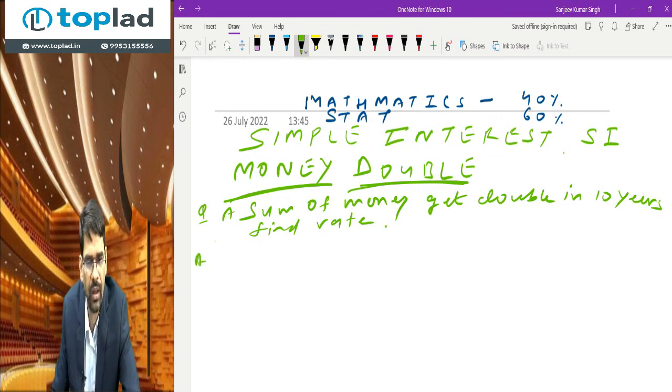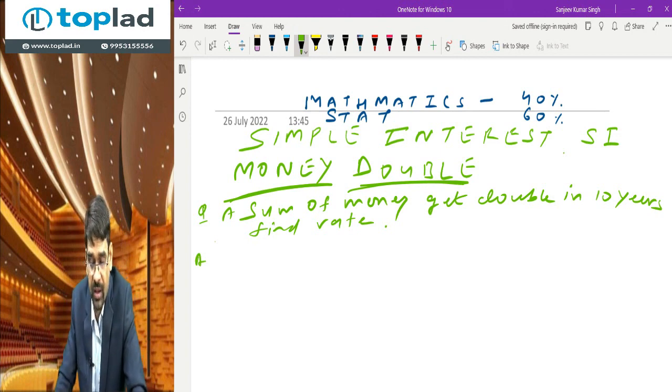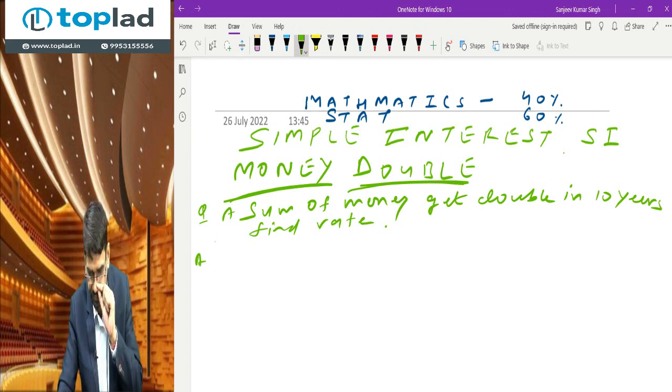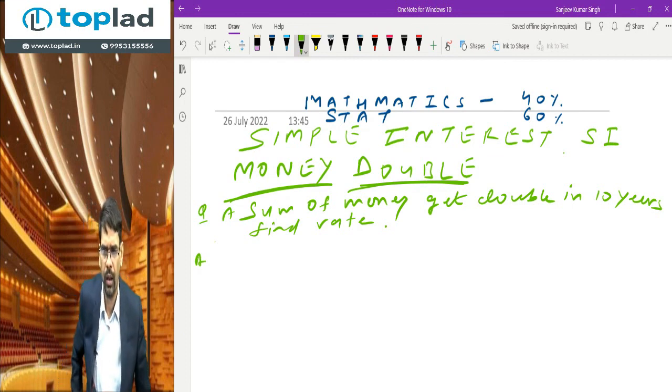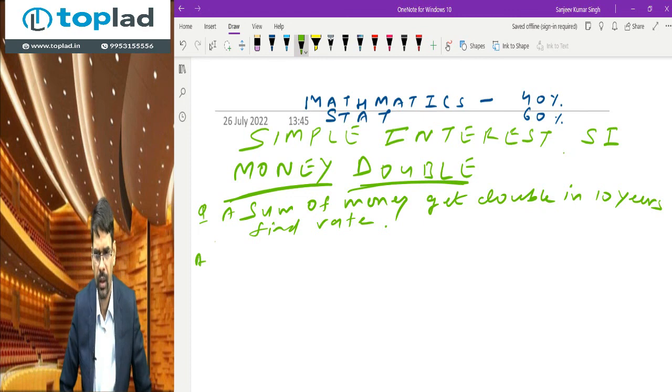Give me 5 minutes. Each and every student, at least try to attempt this question. At least try. Very important question, daily life question. Every student, every businessman thinks like this. A sum of money gets double in 10 years. Find the rate. Which rate? Two unknowns. Use my concept. We have already discussed.